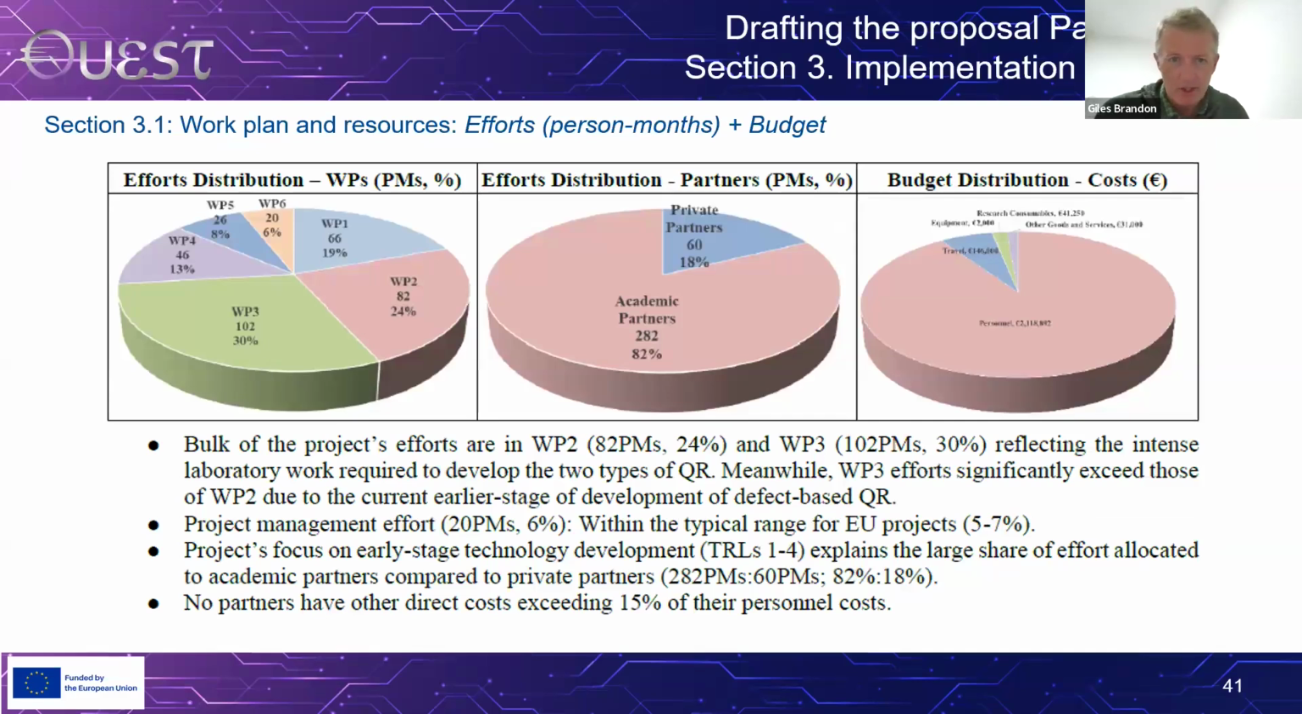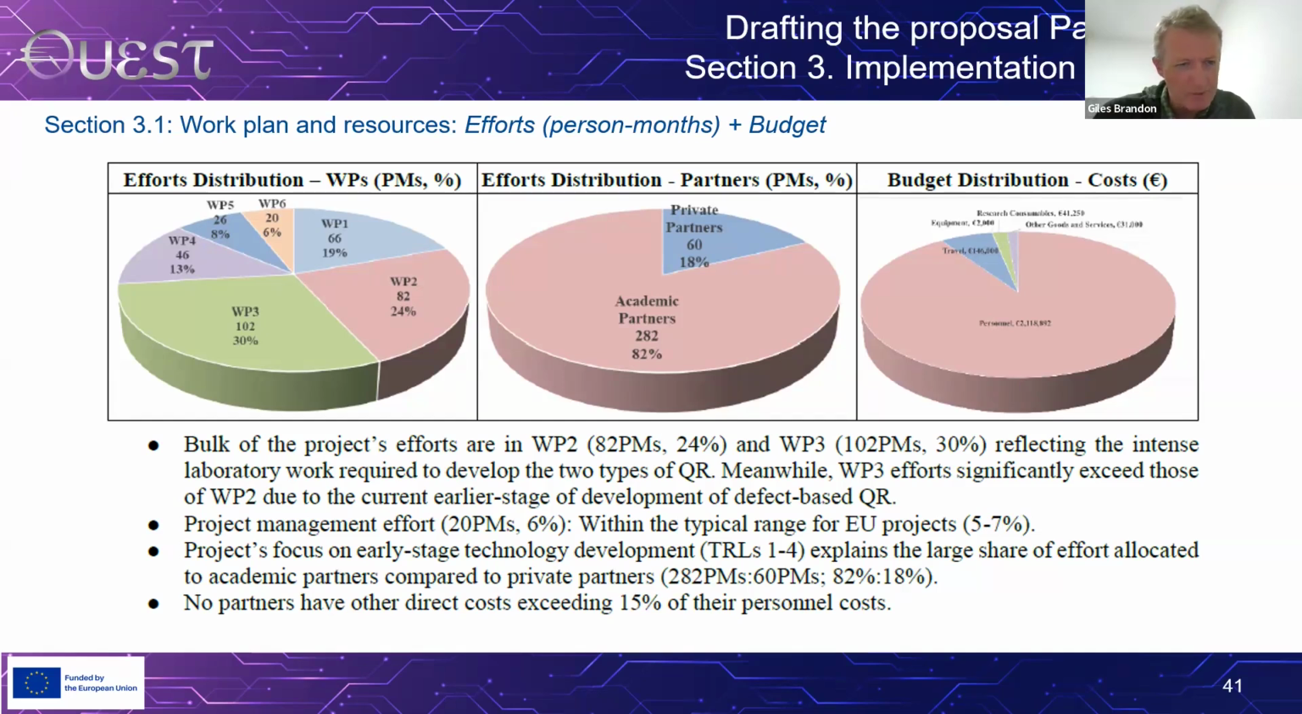Also in implementation, you're going to have to talk about the efforts and budget. What I recommend here for all proposals, CSA, research innovation actions, is to generate some pie charts to give a sort of summary of your budgets and your efforts. So if you look at these 3 pie charts, the first one is covering the efforts, in other words, the person months of the work packages.